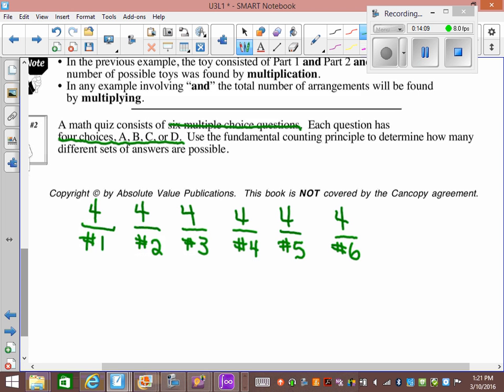The only way it wouldn't be 4 is if they said the first question had to be A and the second question couldn't be the same as the first. What would be your options? Then you couldn't use 4, 4, 4, 4 because you wouldn't be able to have them. But that's restrictions, which we're going to do tomorrow. So do I have question 1 and 2 and 3 and 4 and 5 and 6 that make up the test, or question 1 or 2 or 3 or 4 or 5 or 6 make up the test?